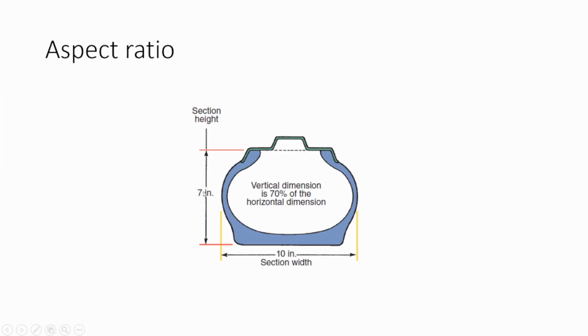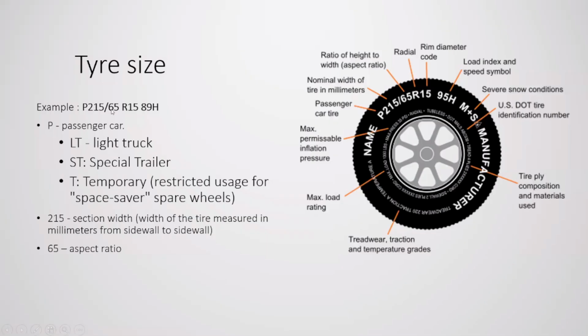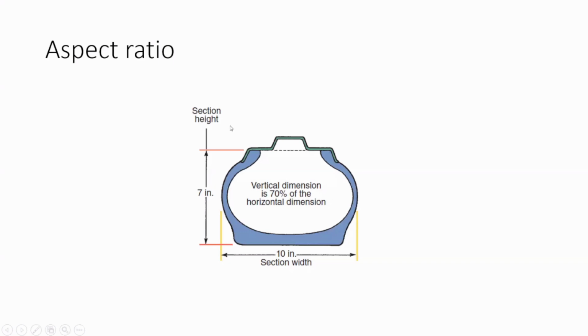So in here, the proportion or percentage of the section height is 70% if we have the height as 7 inches and the width as 10 inches. Then the aspect ratio is 7 divided by 10, so the number should be 70. So what happens if the number is 65? Your section height is 0.65 times the section width.